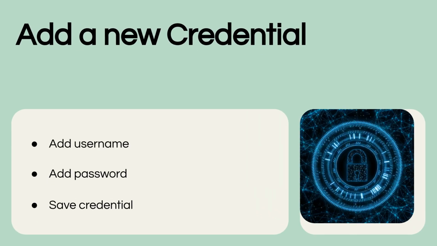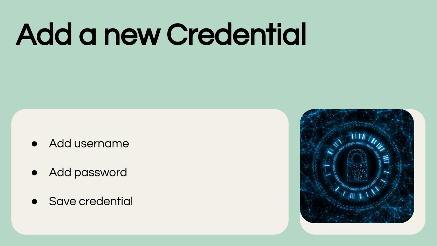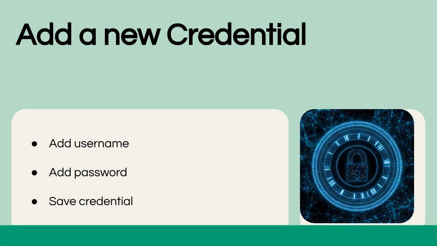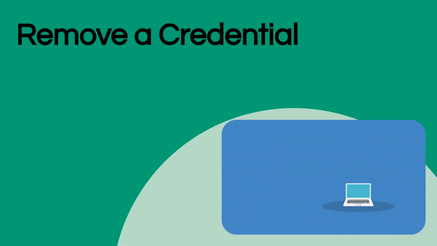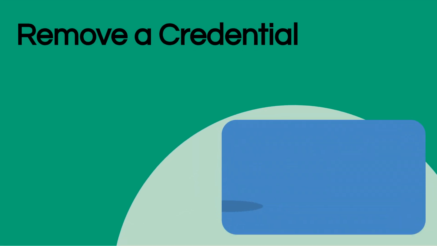To add a new generic Windows credential, you'll need the network or internet address, username and password, and then click OK to save it. Removing a Windows network password works just like deleting a web credential. Select the entry and click Remove.